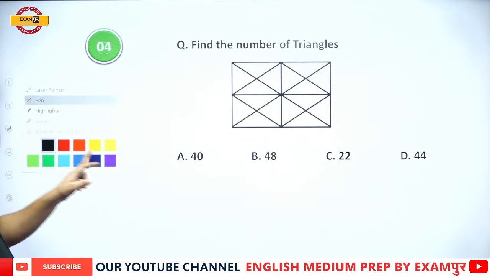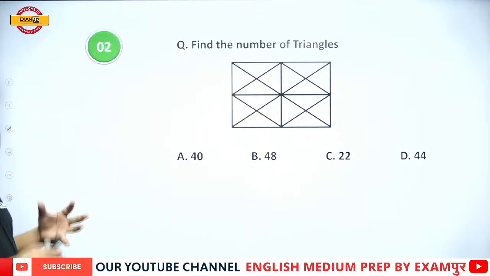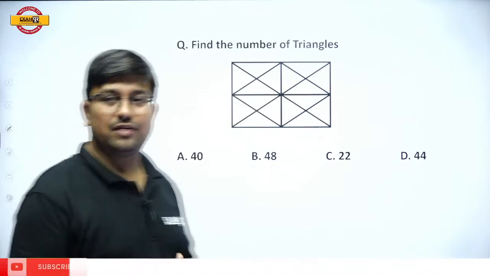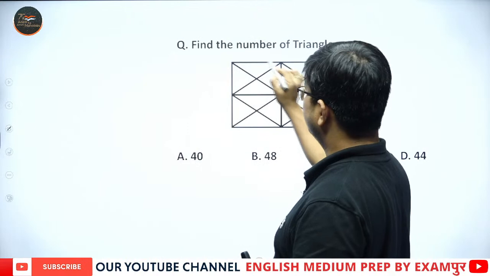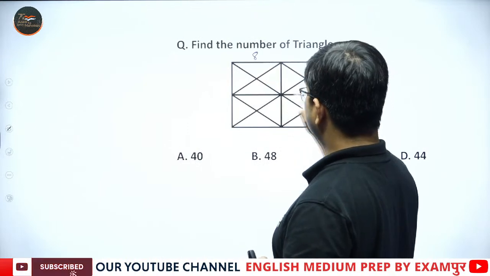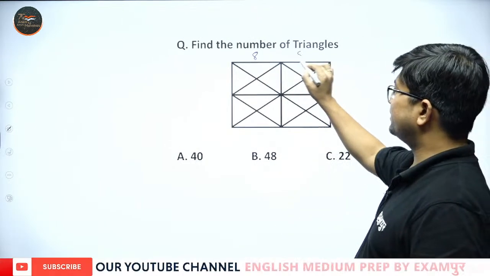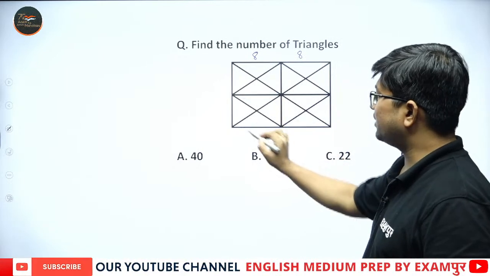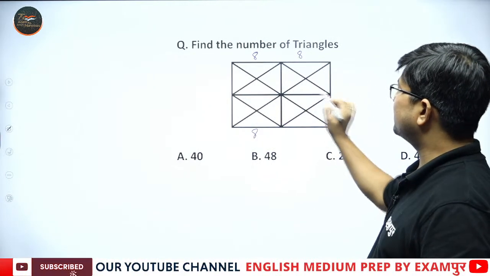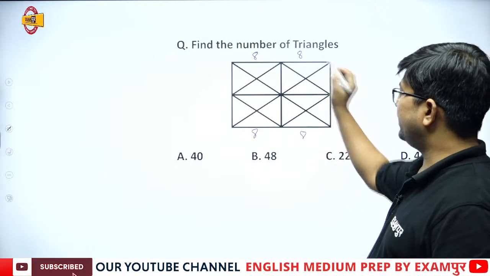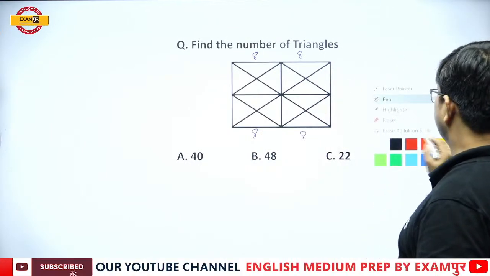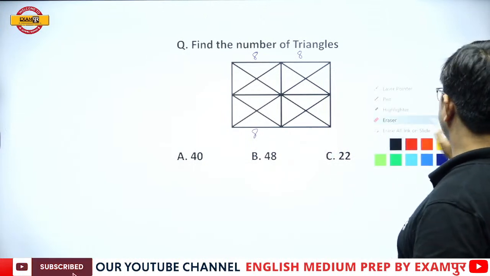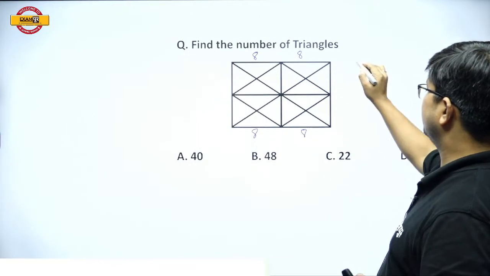I'm starting now with the discussion. Whenever such a kind of structure is there, in this structure, triangles are 8. In this structure again, triangles are 8. In this structure again, 8. In this structure again, 8. So 8, 8, 8 and 8, 32 will be there.